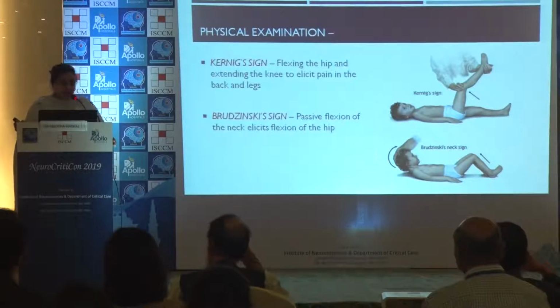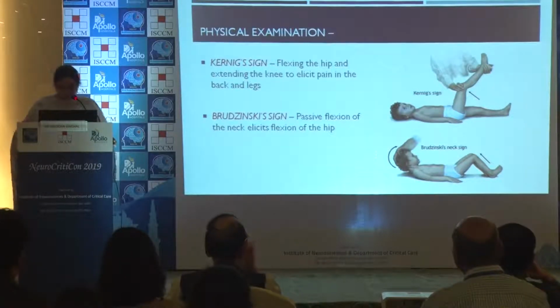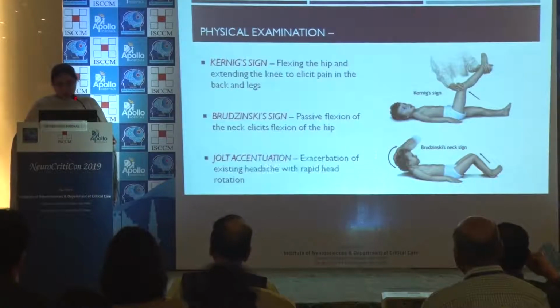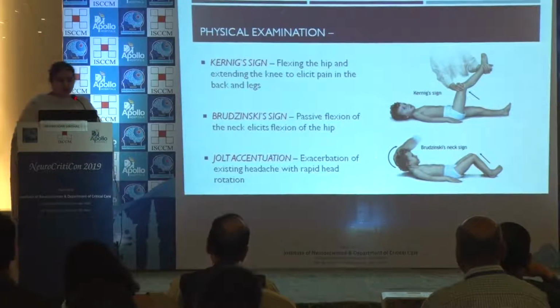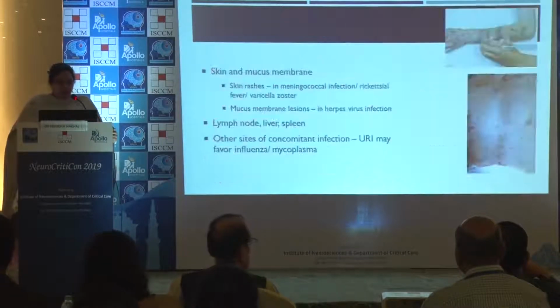Brudzinski's may be passive flexion of the neck leading to flexion of the hip, and there is something called jolt accentuation also, where the existing headache gets exacerbated with rapid head rotation. I mentioned these only to be complete. All right, you have to look into the skin and mucous membrane.